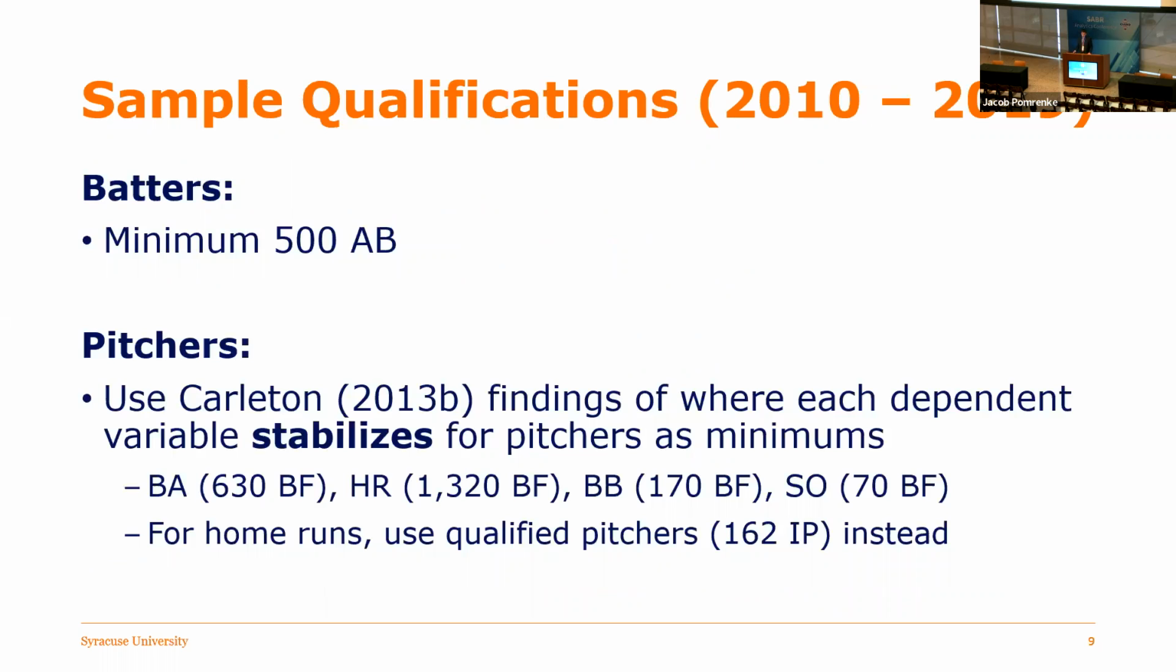All data used were from the 2010 through 2019 seasons. For batters to be included, they needed to have a minimum of 500 at-bats. But pitcher qualifications were a little more complicated. I once again used Carlton's findings of where each dependent variable stabilized and used these as the minimums for pitcher qualifications. However, for home runs, I used qualified pitchers instead because no pitchers face 1,300 batters in a season, so I would have had no data.